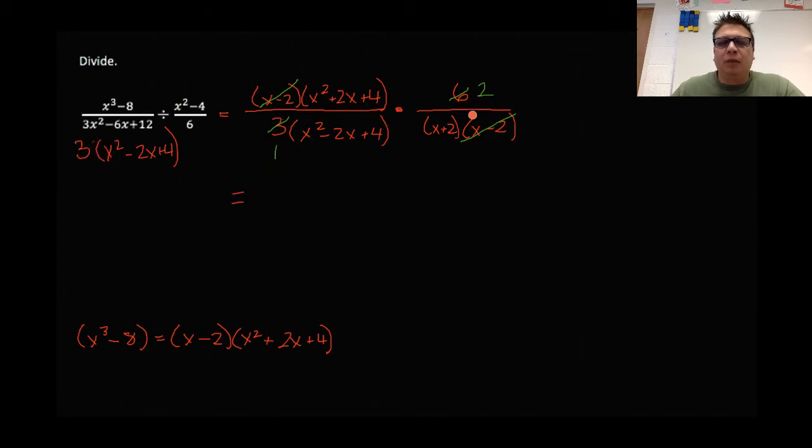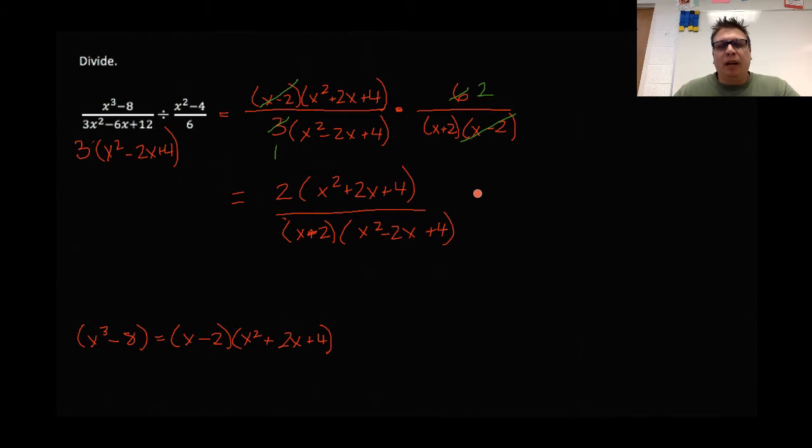All right, and then we get to just combine everything that is left. So we've got a 2 that was out here. Then I've got this trinomial, x squared plus 2x plus 4, divided by, and then we've got this here. So we've got x plus 2 times x squared minus 2x plus 4. And we're not asked to multiply all of this out, so we could leave it like this.